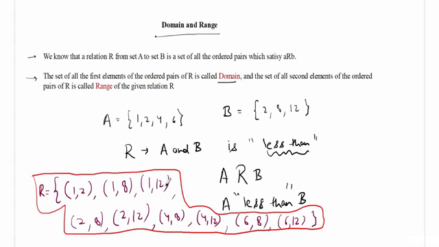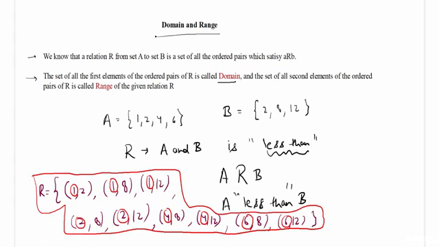Now the domain. The definition says it is the set of all the first elements of the ordered pairs of R. So what are the first elements of the ordered pairs of R? All these circled ones. There are two elements in the ordered pair, so we are circling the first one in every ordered pair. So the domain is the set of all the first elements of the ordered pairs of R.